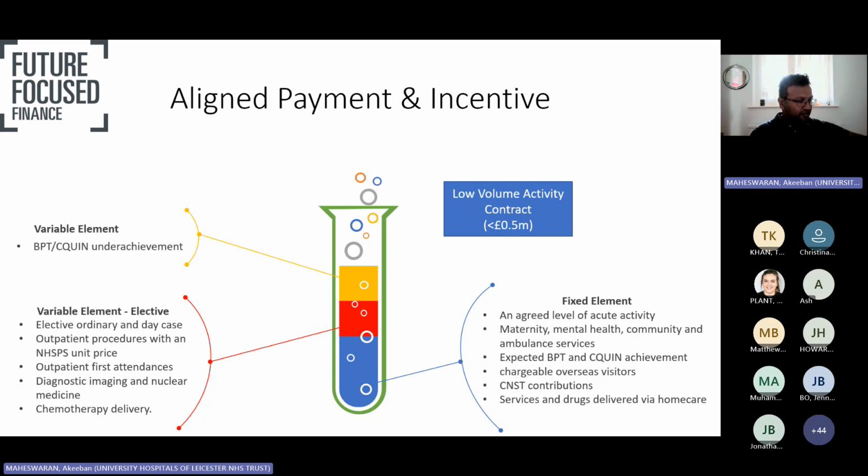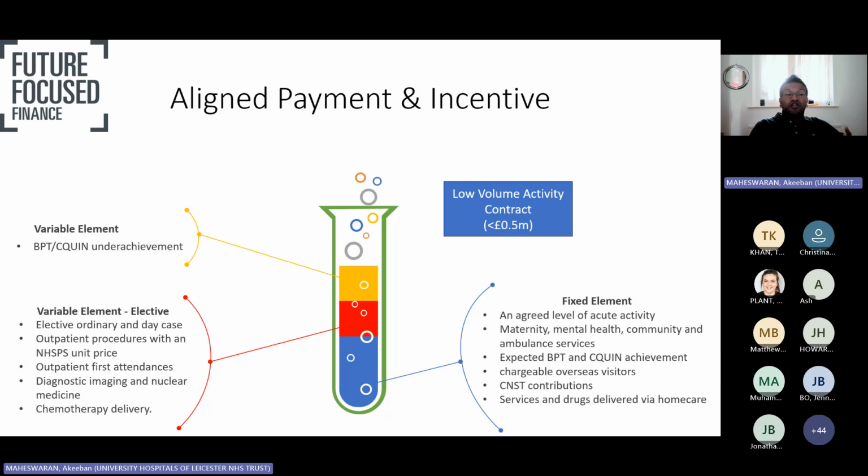Then you have the variable element, which is your elective work. That's to drive down waiting lists, so the more you do, the more money you get. That's why you've got the combination of the two, and that's the majority of contracts. So if you are a commissioner commissioning into a local region or a neighbouring region, you'll probably go on that kind of system.